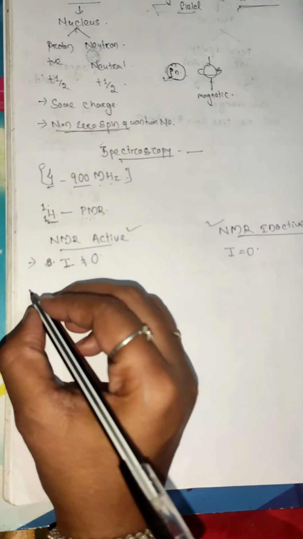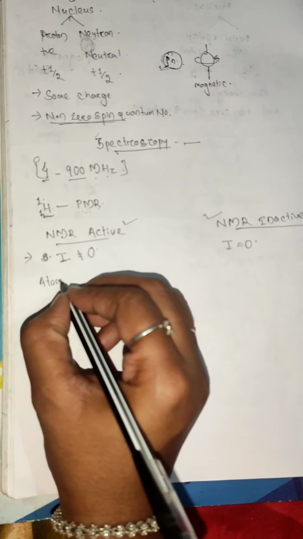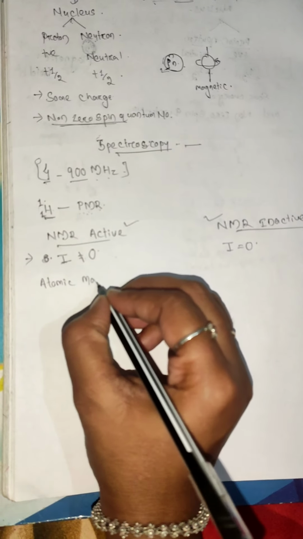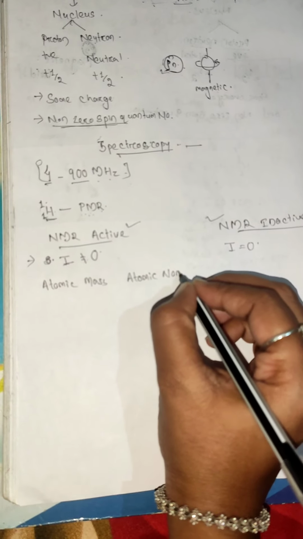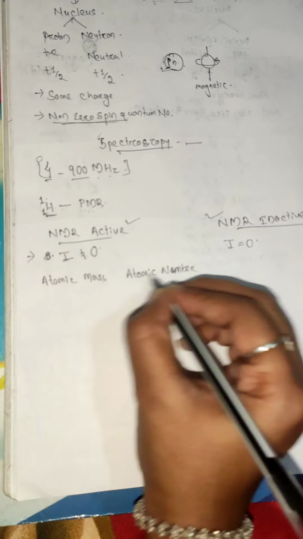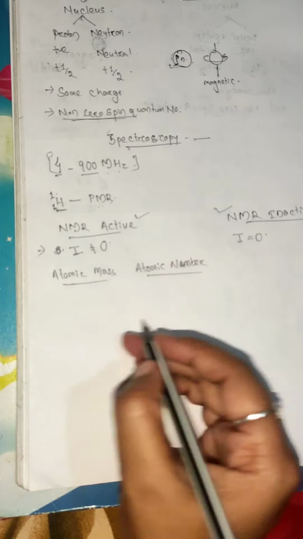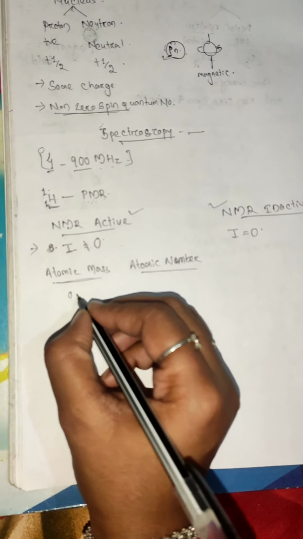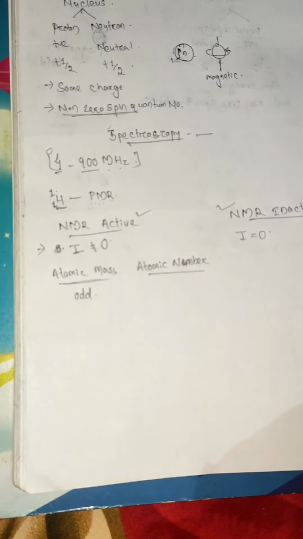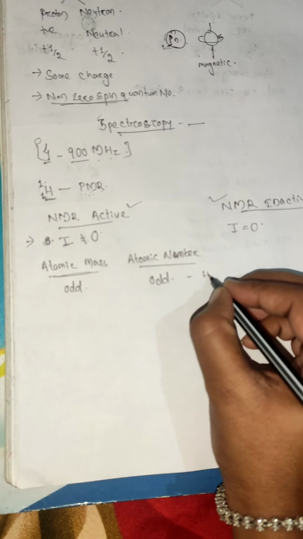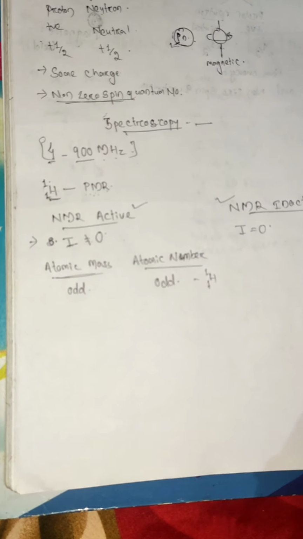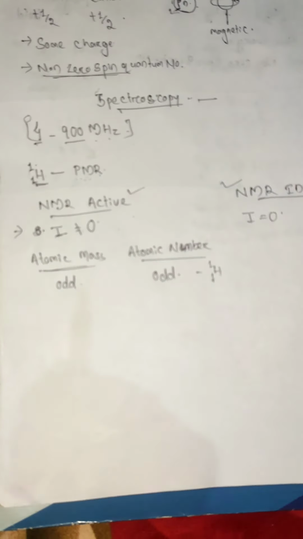Then atomic mass and atomic number. If the atomic mass is an odd number and the atomic number is also an odd number, like H 1 1, then it is known as NMR active.